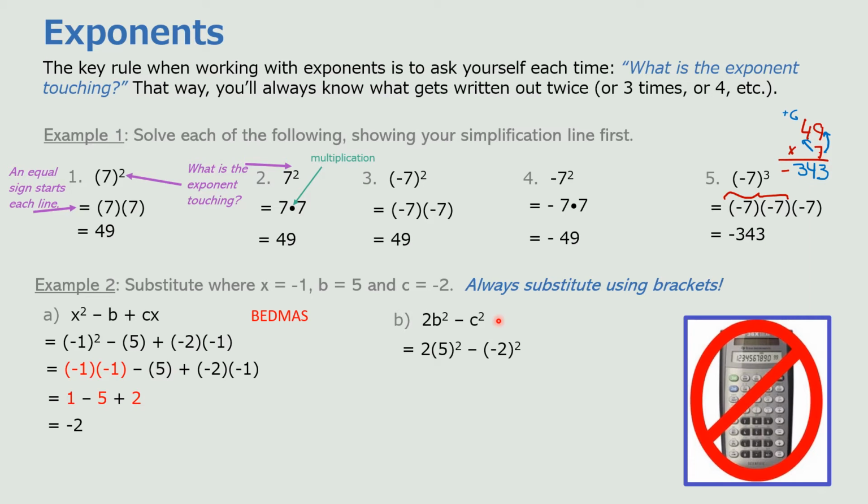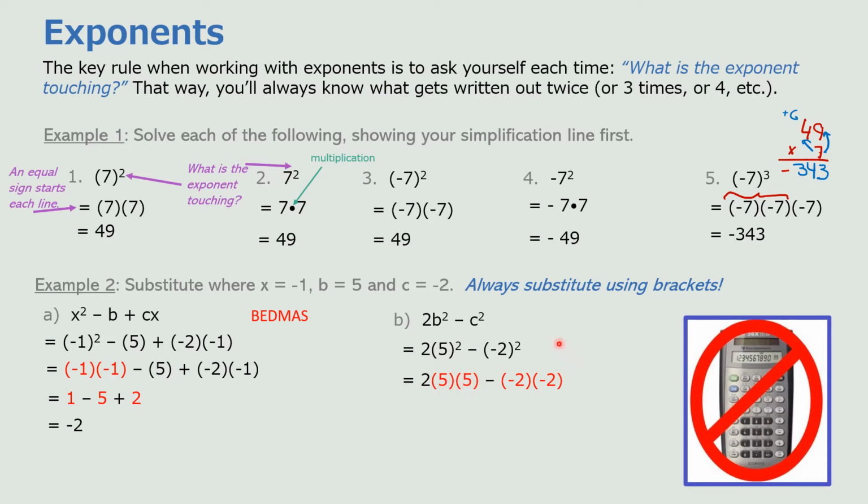So here we go. We're substituting with our brackets. Hopefully you remember to put brackets around everything there. Now, what do we do first? Order of operations. We've got to do the exponents first. So I'm going to write the 5 out twice. Now, some of you hopefully are going to get to a point where you can just go ahead and put a 25 there. That's fine.